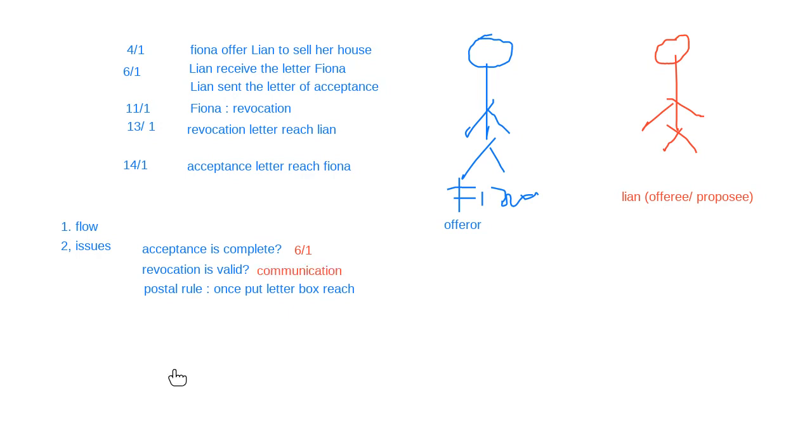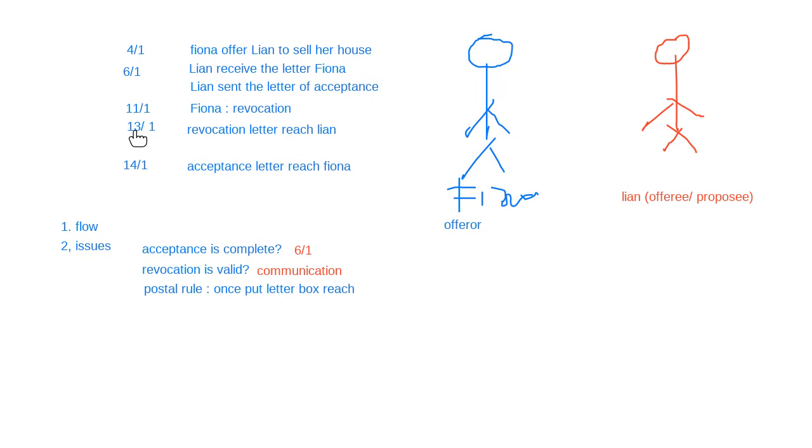If you want to answer this question, you have to mention that revocation is not valid, and then you have to give the reason why. The revocation is not valid in this scenario because the revocation letter had only been sent by Fiona after the communication of acceptance had been made on 6th of January. That is how you answer the question. So you have to write it down properly. Okay, the revocation is not effective because Fiona only sent it after the acceptance had been made.